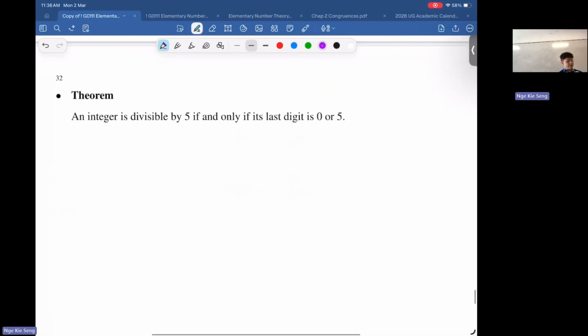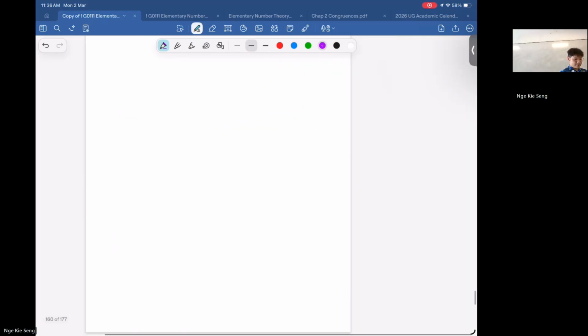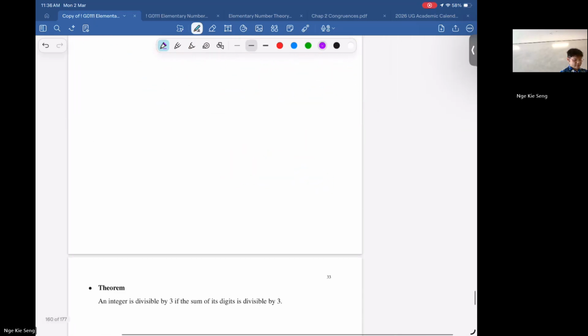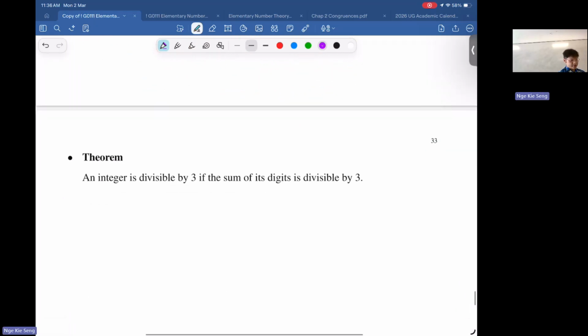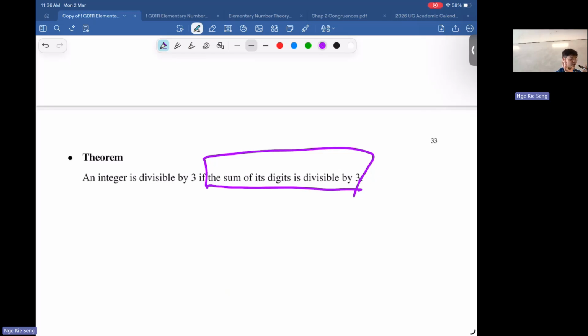And if you want to check whether it's divisible by 5, you also check only the last digit, whether it's 0 or 5. And if you want to check whether it is divisible by 3, you just need to check whether the sum of the digits is divisible by 3. This provides a very convenient way: you don't need to do the division algorithm on your big integer. You just split your integer into a sum of digits, for example, like that.